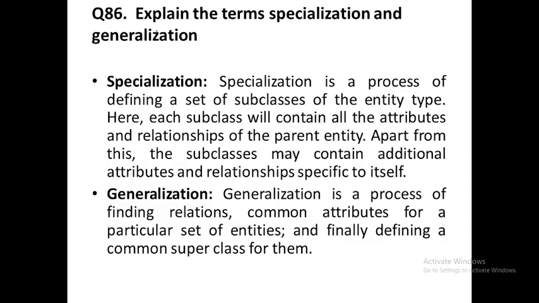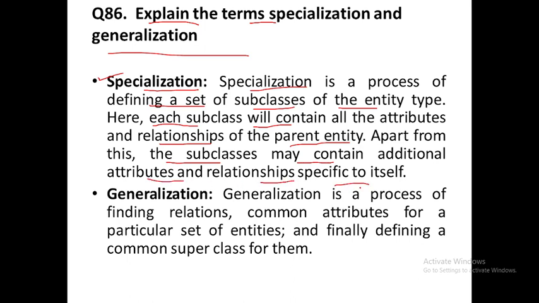Then next, explain the terms specialization and generalization. Number 1, specialization. Specialization is the process of defining a set of subclasses of an entity type. Here, each subclass will contain all the attributes and relationships of the parent entity. In addition, the subclass may contain additional attributes and relationships specific to itself. Generalization.